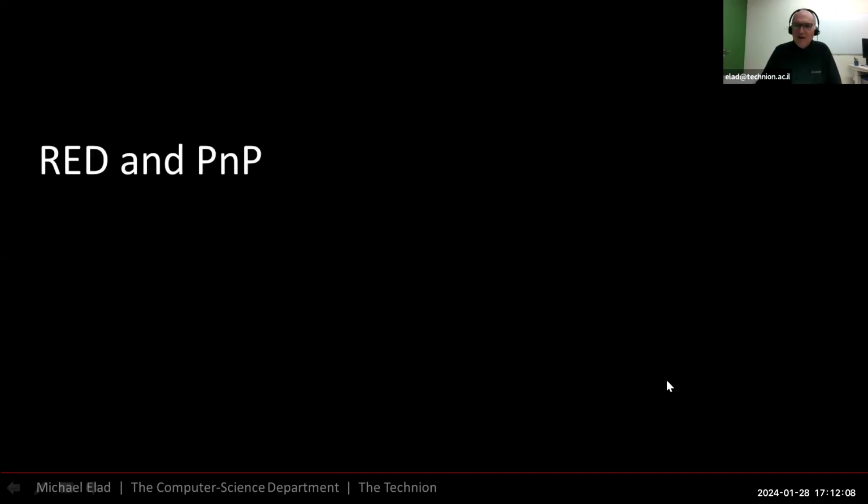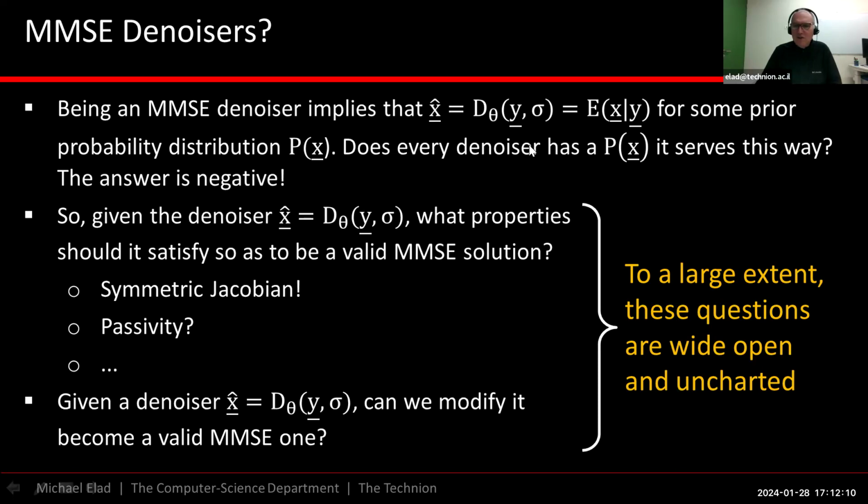So what am I telling you? I'm telling you that when you apply your denoisers as an approximation for the score function, there is always something missing. You are not really using MMSE denoisers. You're using something related to it. Okay, so just be aware of that.